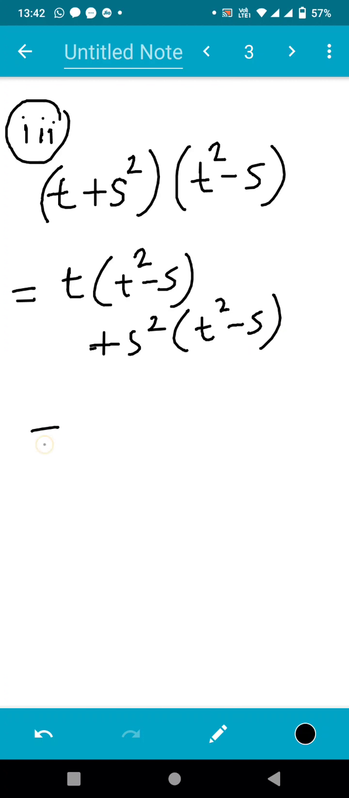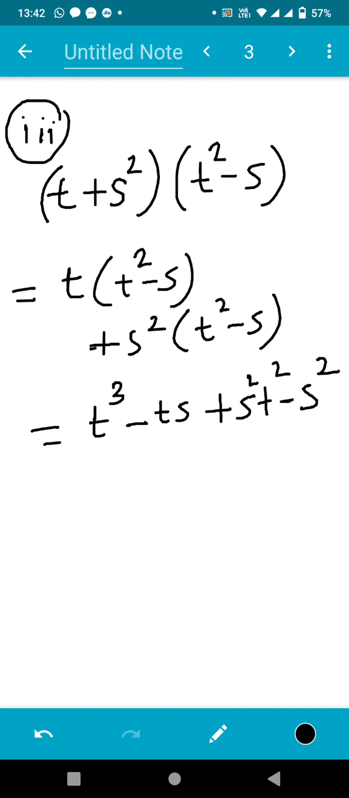Now let's open the bracket. t into t squared would be t cube, isn't it? Now plus t into minus s will give you minus ts. Now plus s squared into t squared would be plus s squared t squared, plus minus is minus, and s into s squared is, sorry, this would be s cube, students, because s squared into s is s cube.